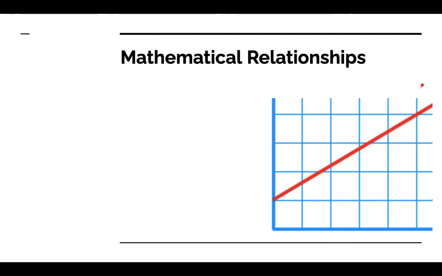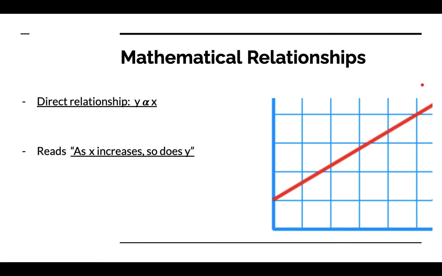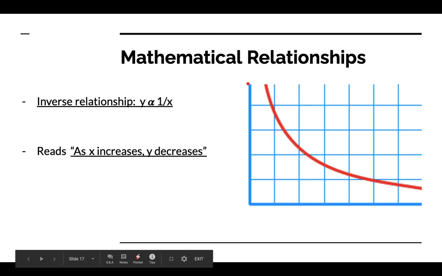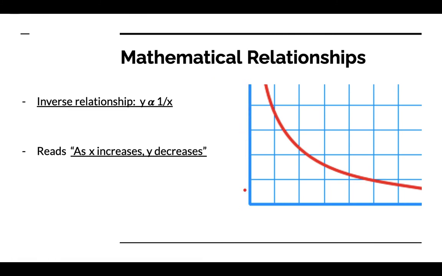And lastly, we cover mathematical relationships. So we will need to know this for the course. Direct relationship, y is proportional to x. As x increases, so does y. Here's what the graph will look like. Inverse relationship, y is proportional to 1 over x. And this tells us that as x increases, y subsequently decreases, what we see happening right here. As x increases on the x-axis, we can see that our curve decreases on the y-axis.